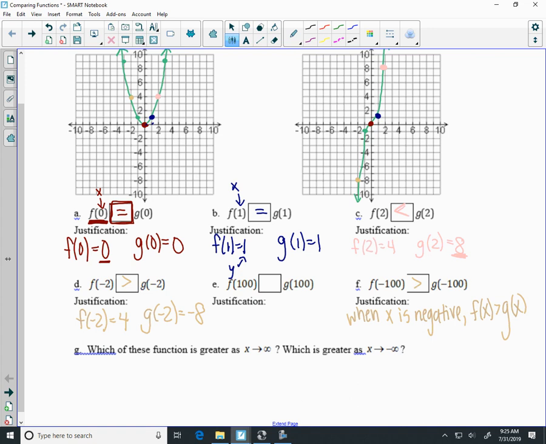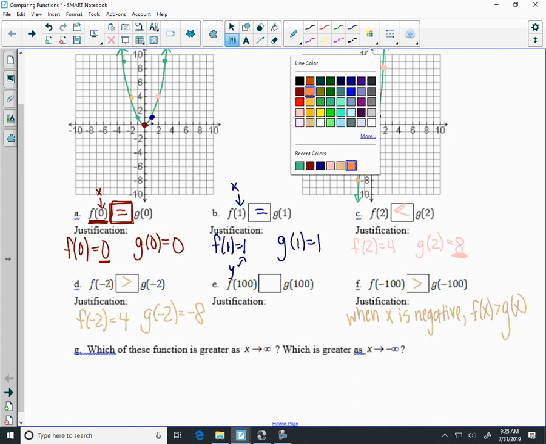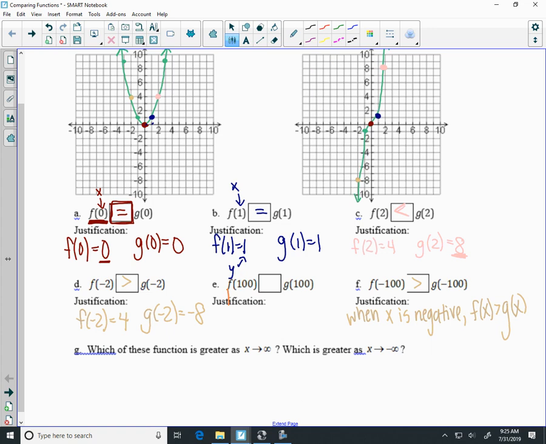Out at positive 100, f of x and g of x are both going to be positive, and they're both going to be huge numbers. But you have to think about which one is growing faster. Our f function is x squared, and our g function is x cubed. So what we're talking about here with this 100 is 100 squared and comparing that with 100 cubed. And 100 cubed is absolutely going to be bigger than 100 squared.